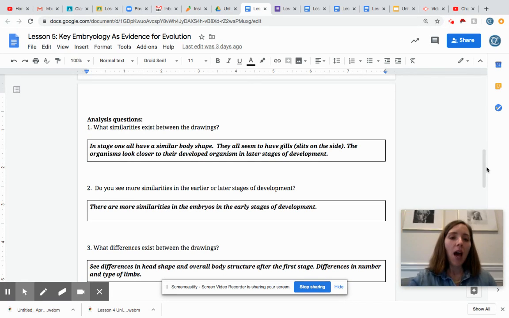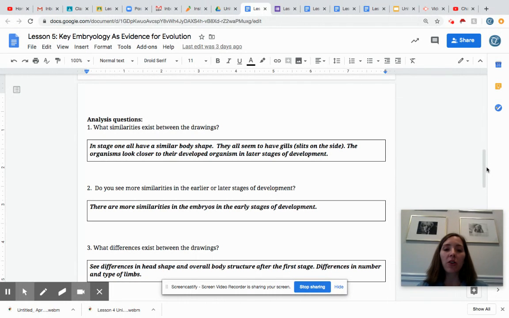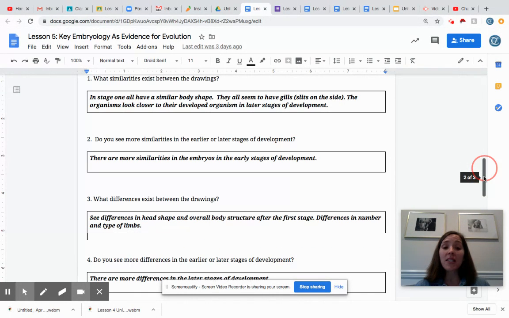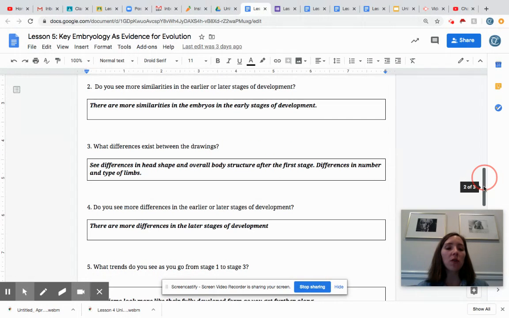Okay. Do you see more similarities in the earlier or later stages? We tend to see more in the earlier stages. What differences exist? We see differences in head shape and the overall body structure after the first stage. We also then tend to see differences in the number and the types of limbs, whether we're looking at legs or fins. Do you see more differences in the earlier or later stages? We see more differences in later stages of development.